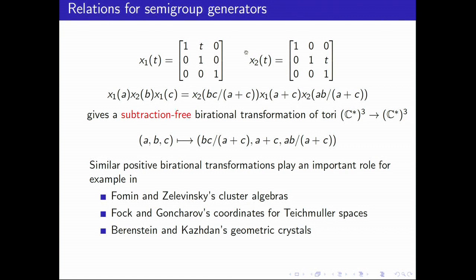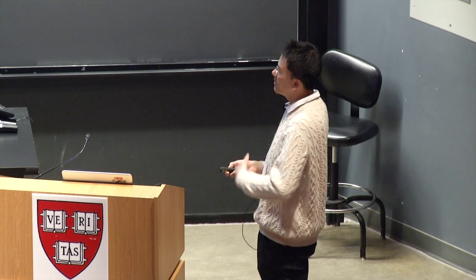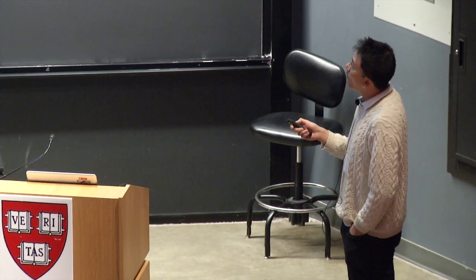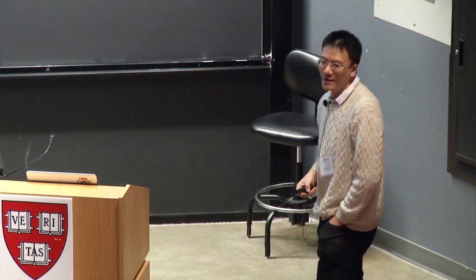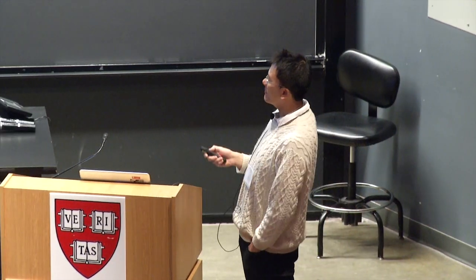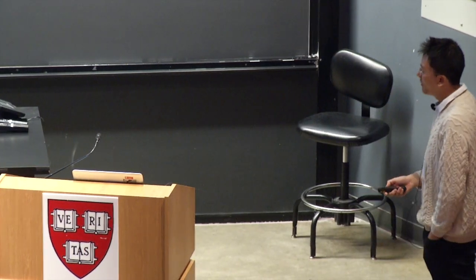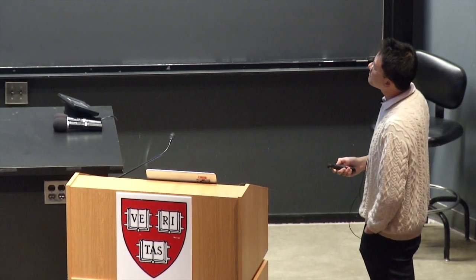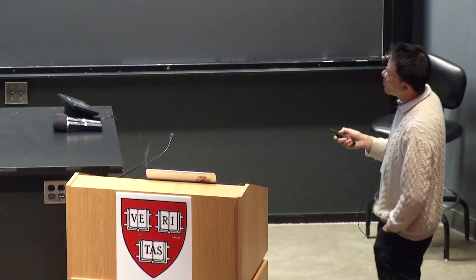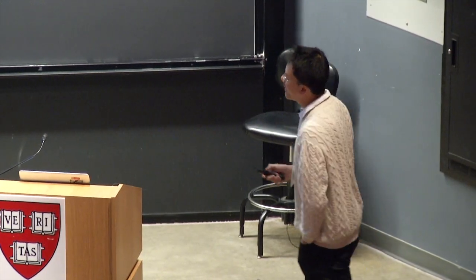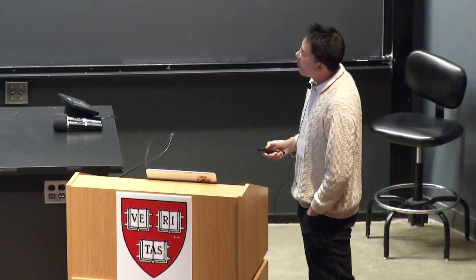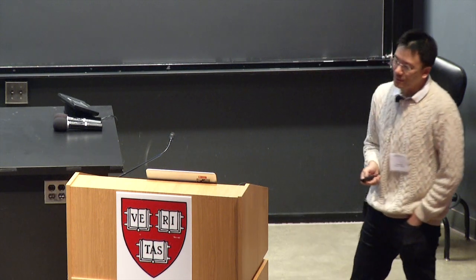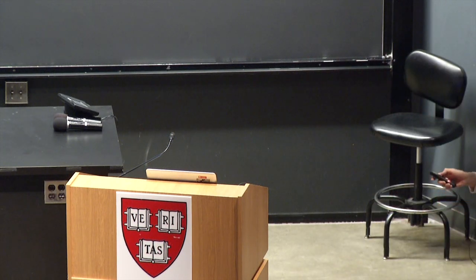Where you make some choice to get a coordinate system. If you make a different choice and get another coordinate system, then the coordinates are related by a subtraction-free birational transformation. And probably Fock and Goncharov's work is the most striking example of naturally occurring such coordinate systems. So I'm not going to talk about the first two things here. I'm just going to talk about work of Berenstein and Kazhdan on geometric crystals.